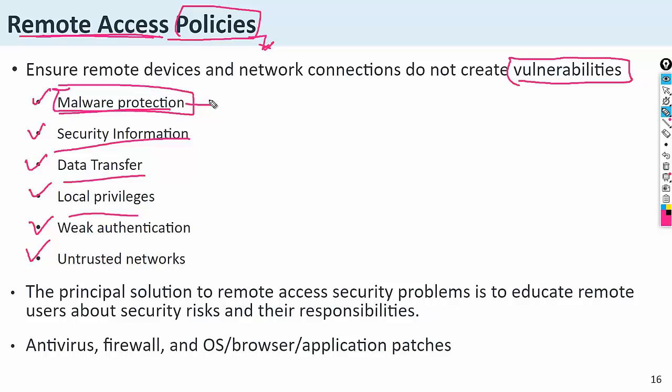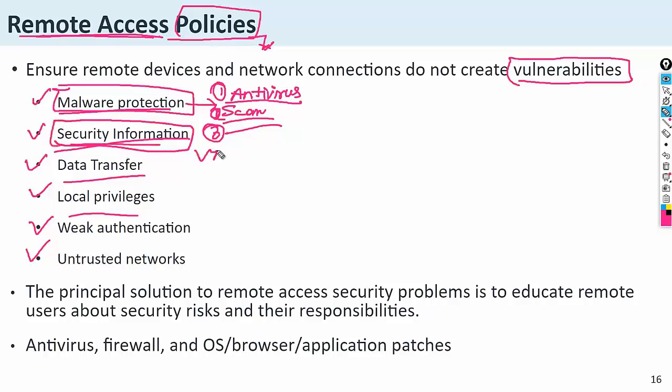Malware protection is only available after installing antivirus, updating the antivirus, and scanning your system. These policies must be written inside the documentation, so other people can read and use them. Similar is security information, like enabling the firewall and using the VPN, right? So these are the security measures that can be used.